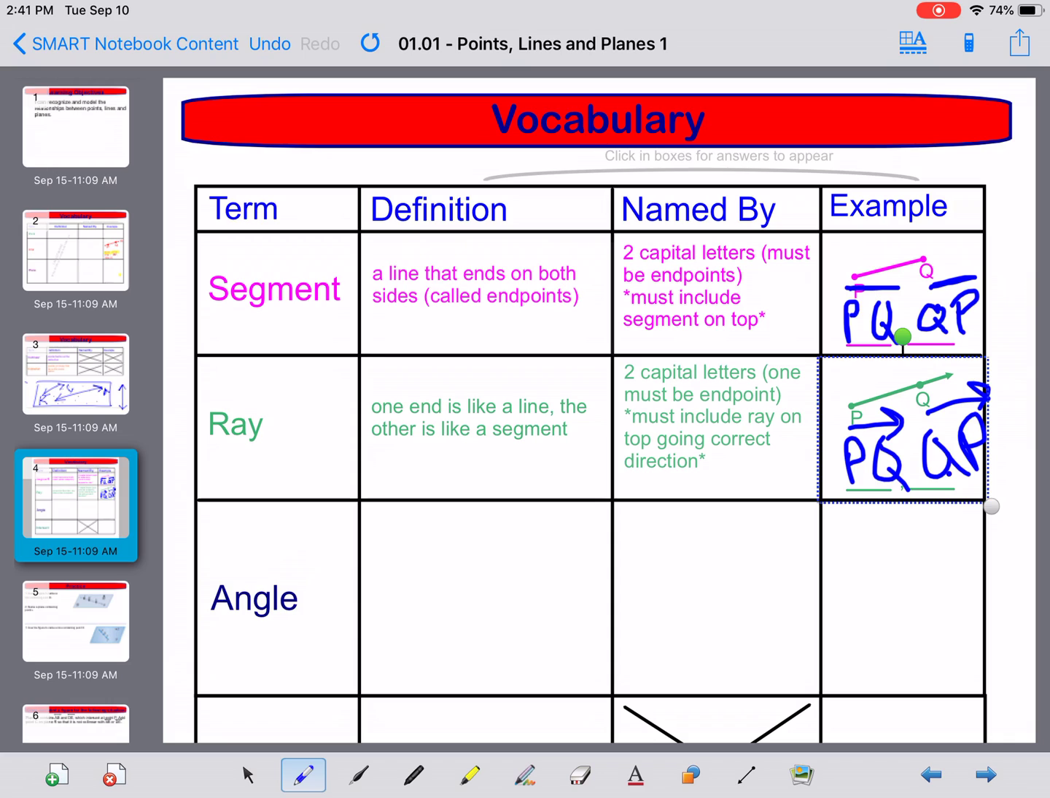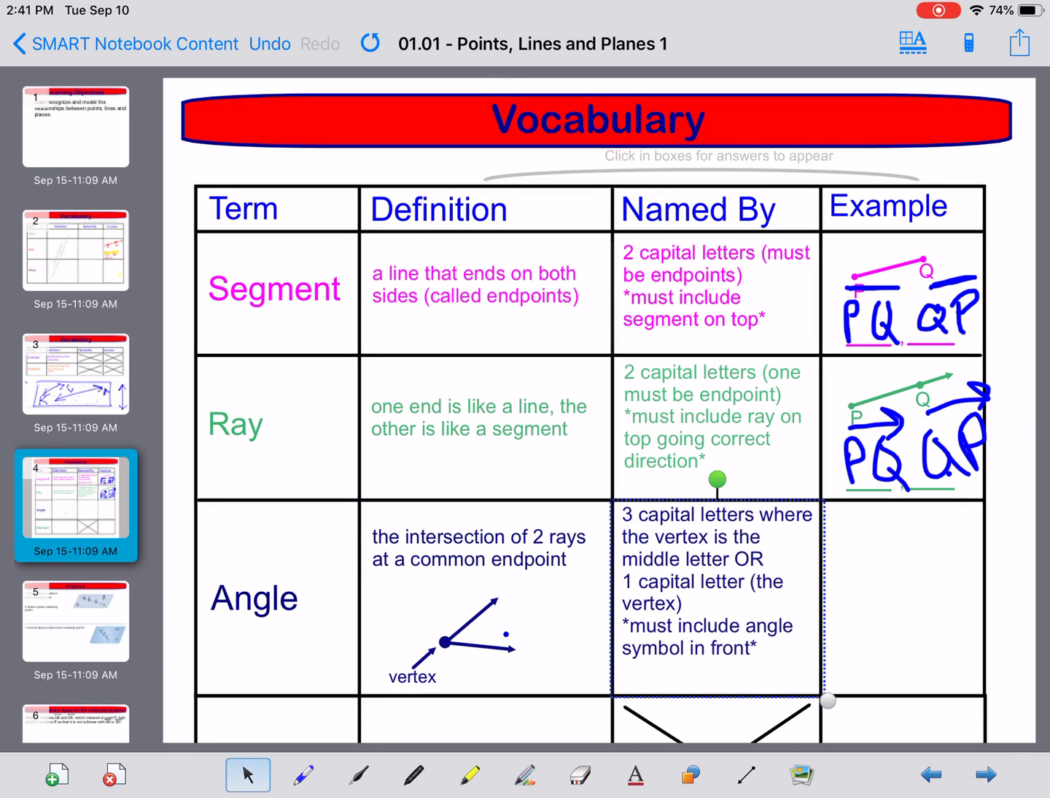Sorry for the writing. I got to use my finger right now, so not working out too great. Last one, angle. Angle is simply, if we want to think of it in terms of segments, rays, and lines, the intersection of two rays at a common endpoint. And then we call that endpoint the vertex. Okay. We name angles with 3 points. And the big piece on this is that the vertex is in the middle. Okay. Or we can also name this with one capital letter, which would be the vertex.